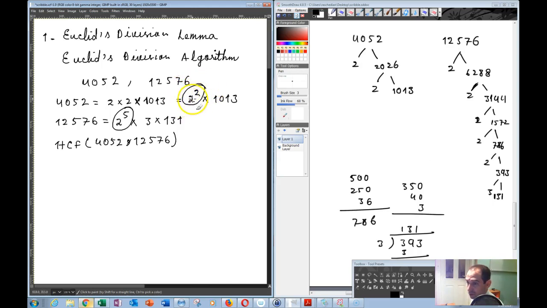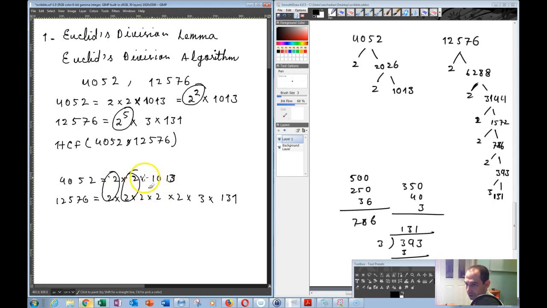There would be 2 raised to the power 2, because if you write out these two numbers this way, 4052 would be 2 times 1013, and 12,576 would be 2 times 2 times 2 times 2 times 2 times 3 times 131. Then you would have one common factor here, one common factor here, and then there would be no common factor. So the HCF would be 2 times 2, which is equal to 4.